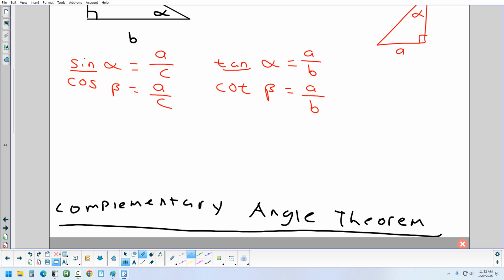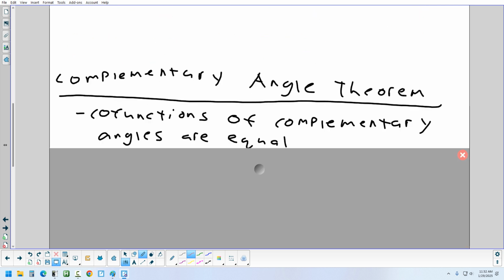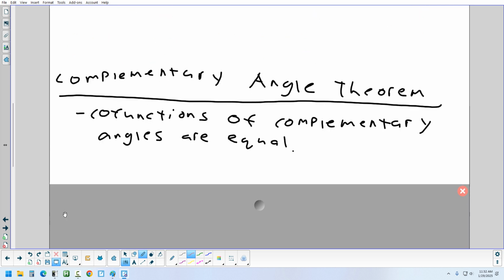What the complementary angle theorem says is that if you have 2 functions that are cofunctions, and you have angles here that are complementary, they will come out exactly the same. Okay, so you need 2 things. You need to have cofunctions, and you need to have angles that are complementary to each other.